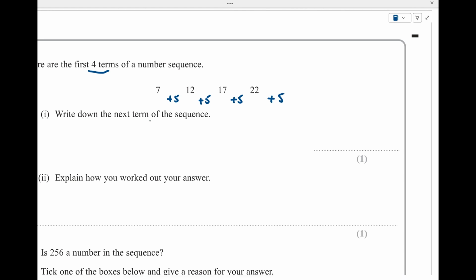All right, let's read the question. Write down the next term of the sequence. Okay. It's going to be 22 plus 5, 27. Explain how you worked out the answer. I added 5.